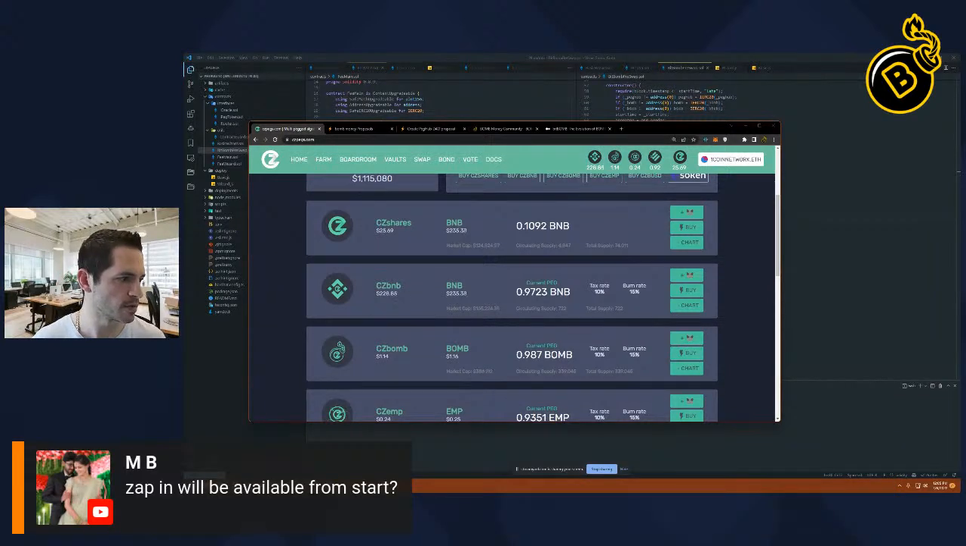Zapping will be available from the start. Yeah, I don't see why not. And as well, we're going to have the auto vaults really early on in the launch. So maybe day one or maybe day 2, 3. It's not going to be a wait like it was with CZ.